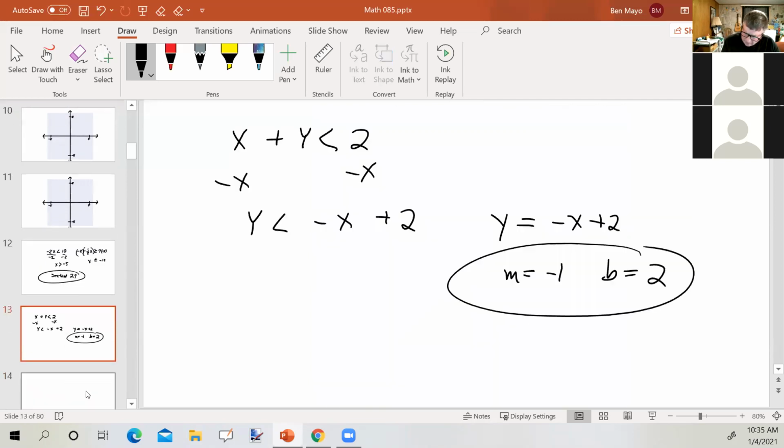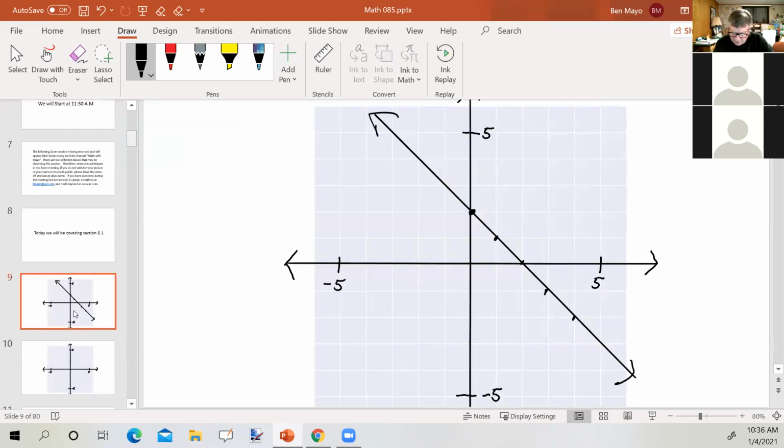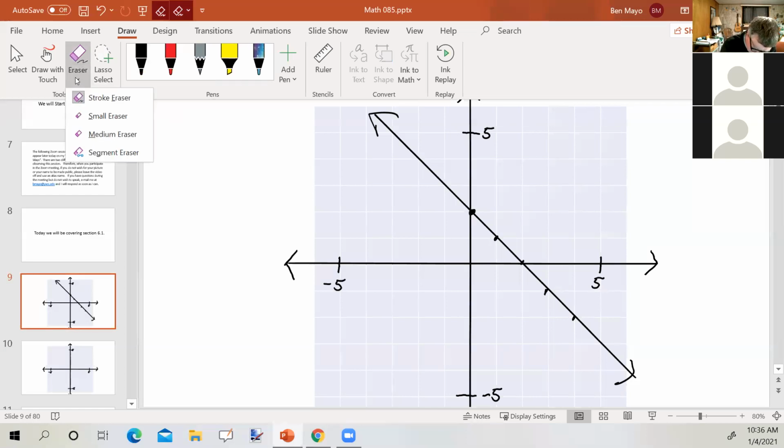Now, if we look at the actual inequality, it said y is less than negative x plus 2. And I just graphed y is equal to. So we need to go back to this graph and fix it somewhat. We're not going to include that solid line because that's the equal to part. So instead, I'm going to turn it into a dotted line. What that does is it doesn't include the line, but it establishes a boundary.